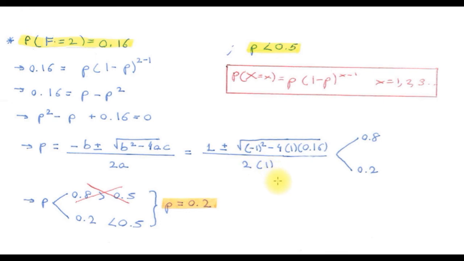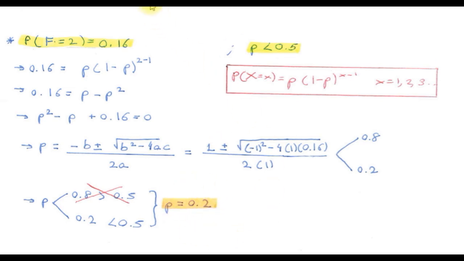That leaves us with two solutions, which are 0.8 and 0.2, because the discriminant is greater than 0. However, the statement clearly tells us that p is in fact smaller than 0.5, hence the solution that agrees with this constraint is 0.2.